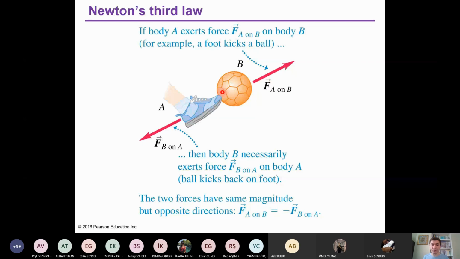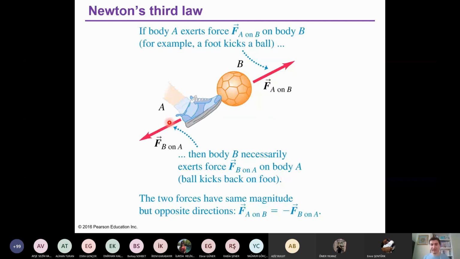So the two forces have the same magnitude but opposite directions. Here we have the relation. This is Newton's third law. So if you apply a force on something, then this object will apply a back force on you. This is the general definition of Newton's third law.